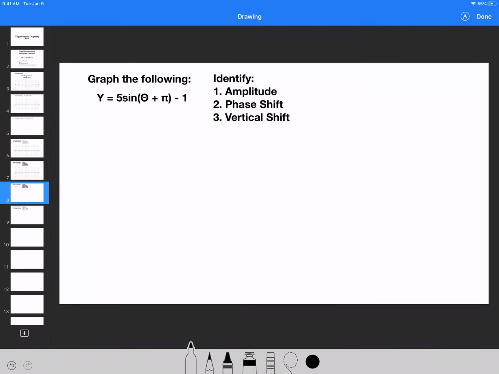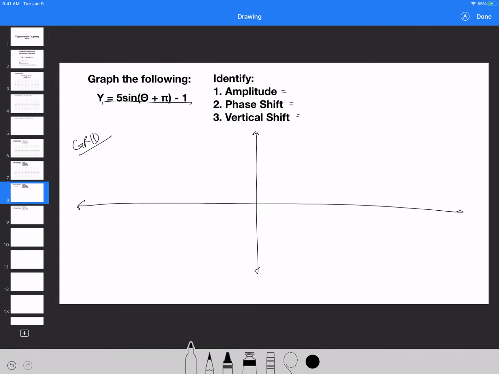Okay, so one more example, and then I'm going to ask you to do the last question on your own. This one, I don't give you a grid, so you need to draw the grid on your own. So let's say that I have 5 sine of theta plus pi, minus 1. All of you should be able to identify for me what amplitude, phase shift, and vertical shift is. Amplitude is 5, phase shift is pi to the left, and vertical shift is 1 unit down. Remember, the sign is positive, which means you're moving it to the left.